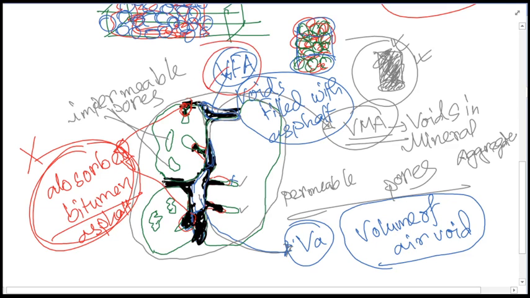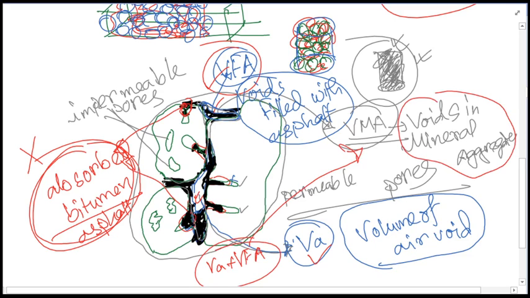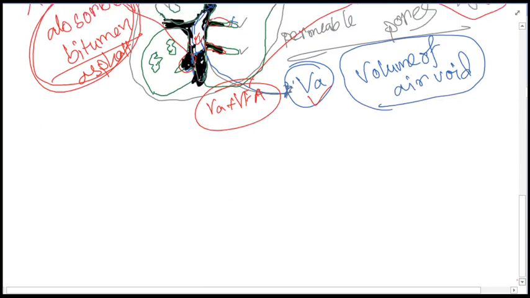And this VFA is indicating the bitumen, and the air void VA is indicating the still remaining air void after the bitumen fill. The combination of VA and VFA is nothing but the VMA, the void in mineral aggregate, that is the total void. If there were no bitumen within this, the total void which would result, we'll call this VMA. So now I think you will be able to learn the phase diagram easily.